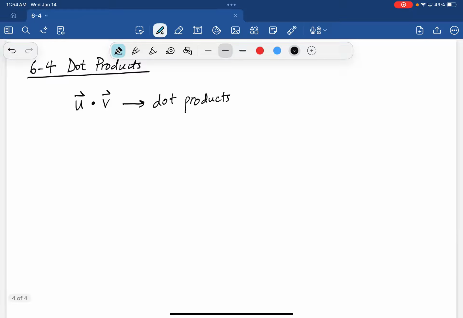Anyways, a dot product always gives us a scalar. A scalar is a number, right? So like 1, 2, 3, 4. Let me give you some examples. So suppose we have u equals the vector 5, -1, and v equals 1, 3.